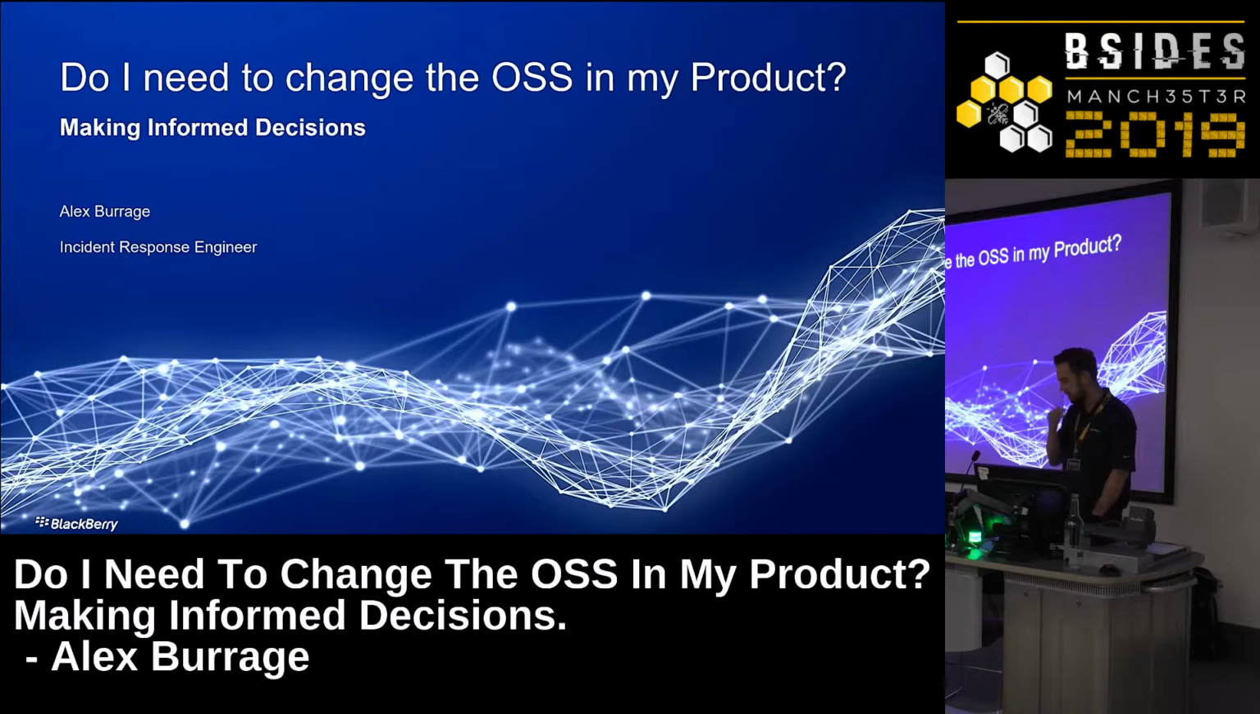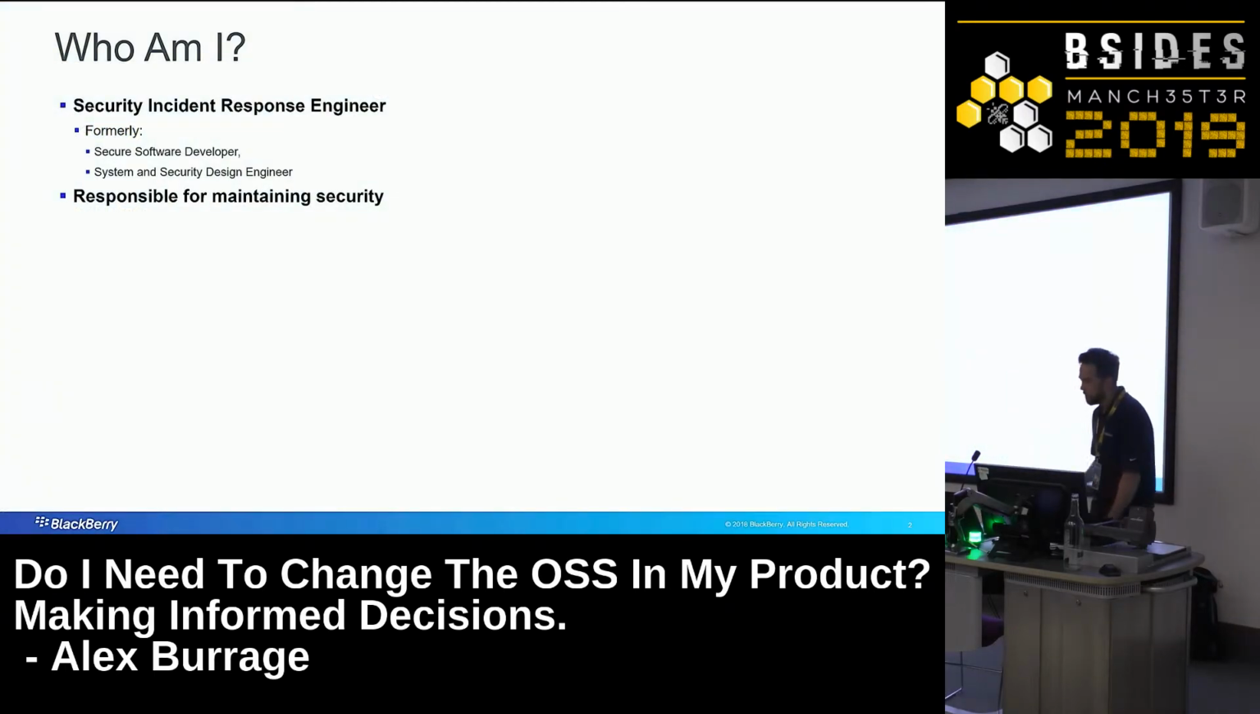We're here to talk about OSS and managing OSS in products that have already been released. So I'm a security incident response engineer. I work for BlackBerry. I've also been a software developer and a systems architect, so I've kind of seen all of the different parts of managing OSS, putting it into products, deciding what goes in. But what I do at the moment is my team is responsible for maintaining the security of BlackBerry products. So BlackBerry products are already out there in the market. We want to keep those secure and keep those up to date.